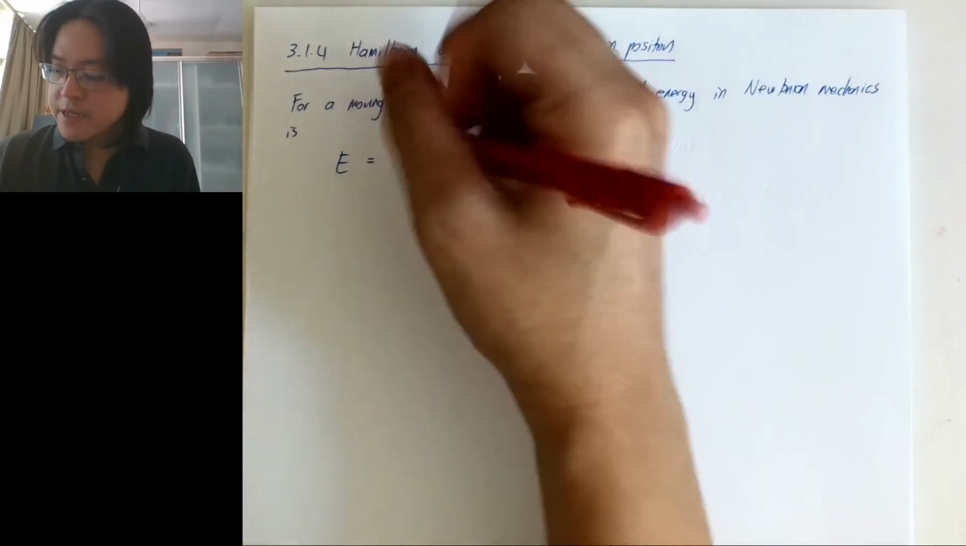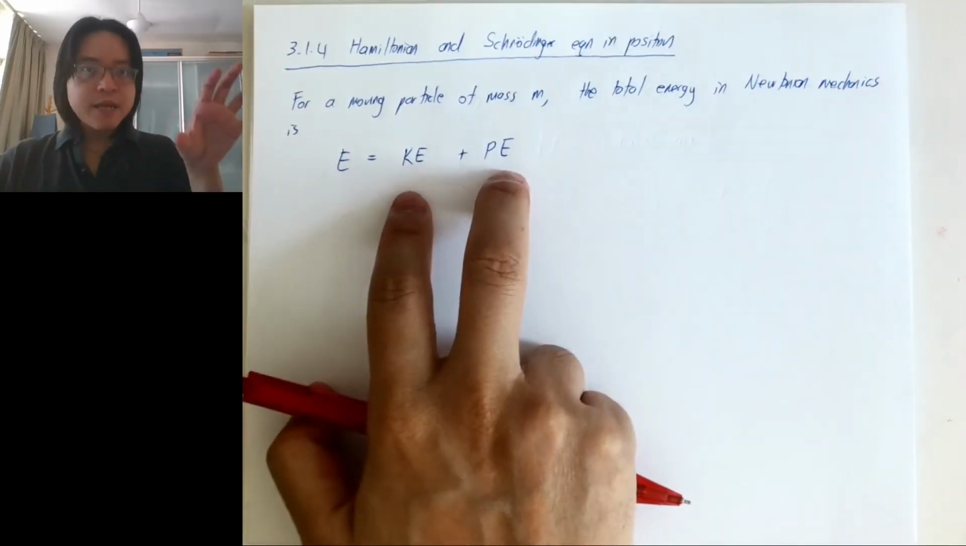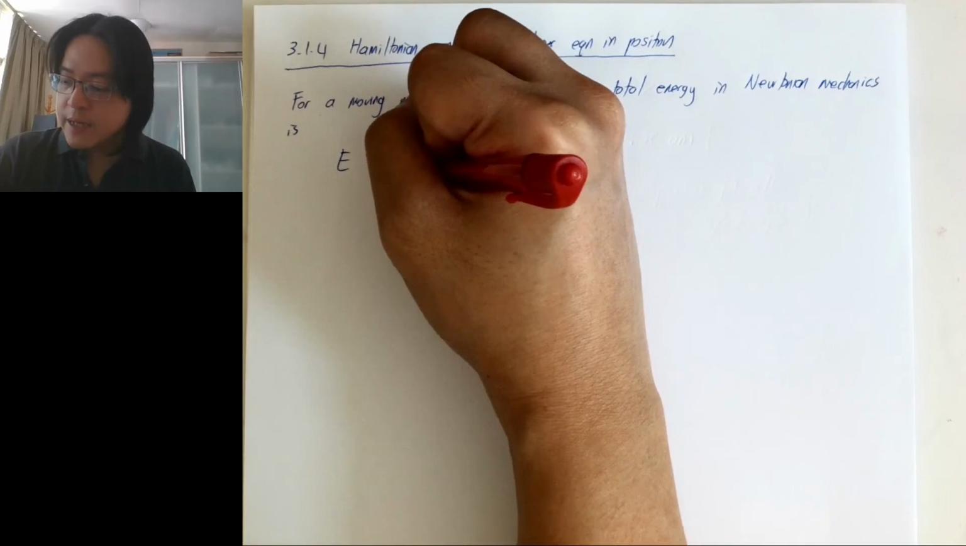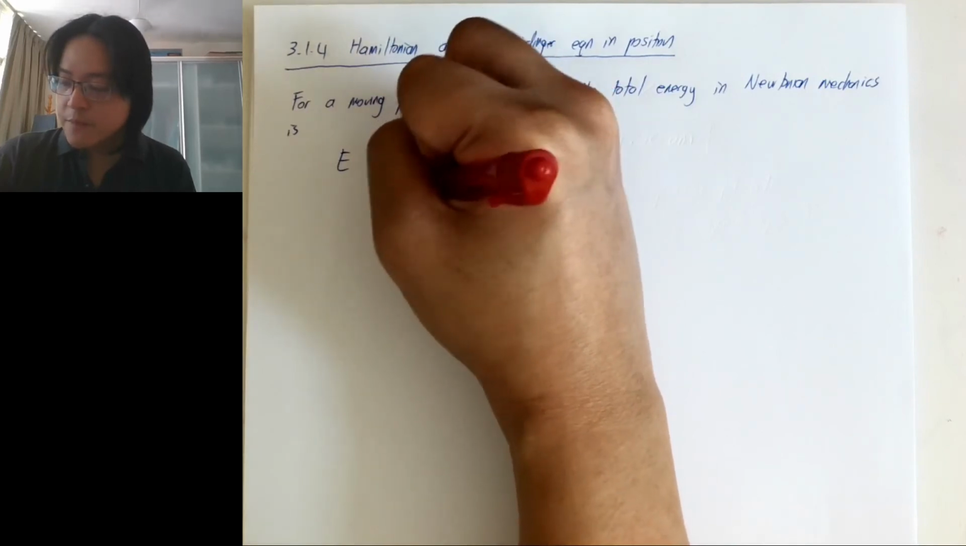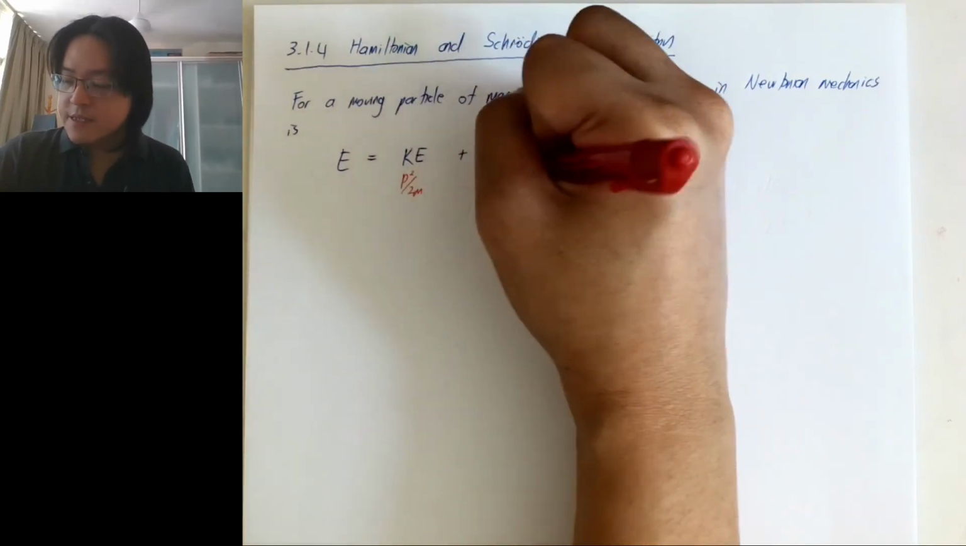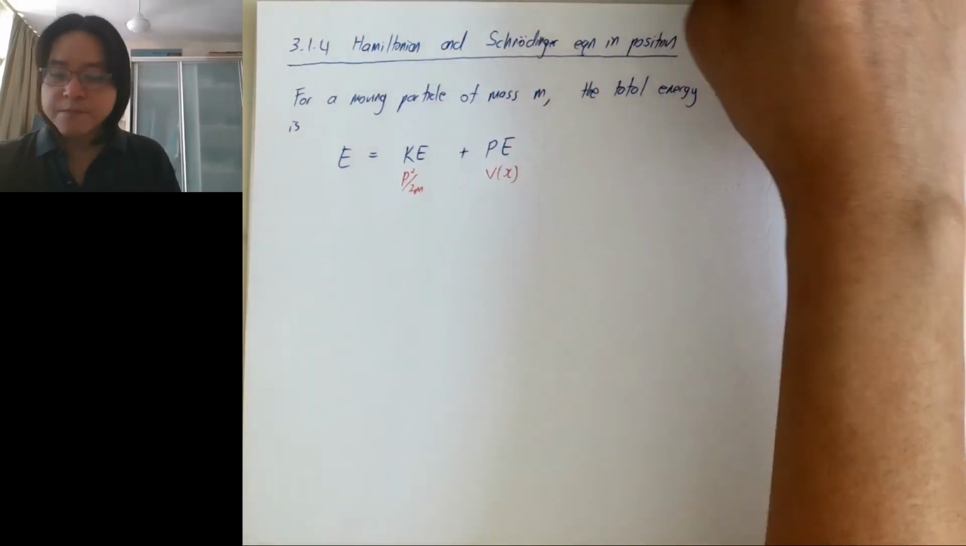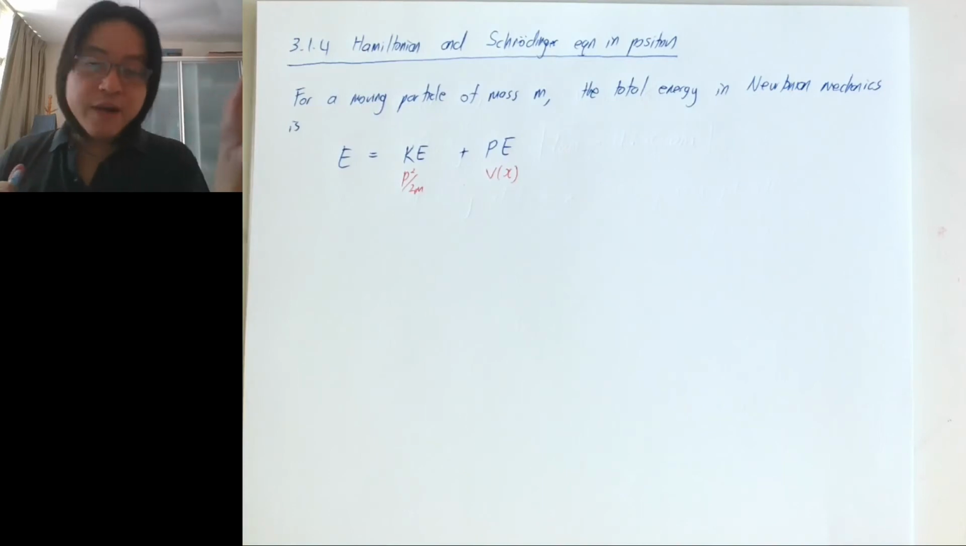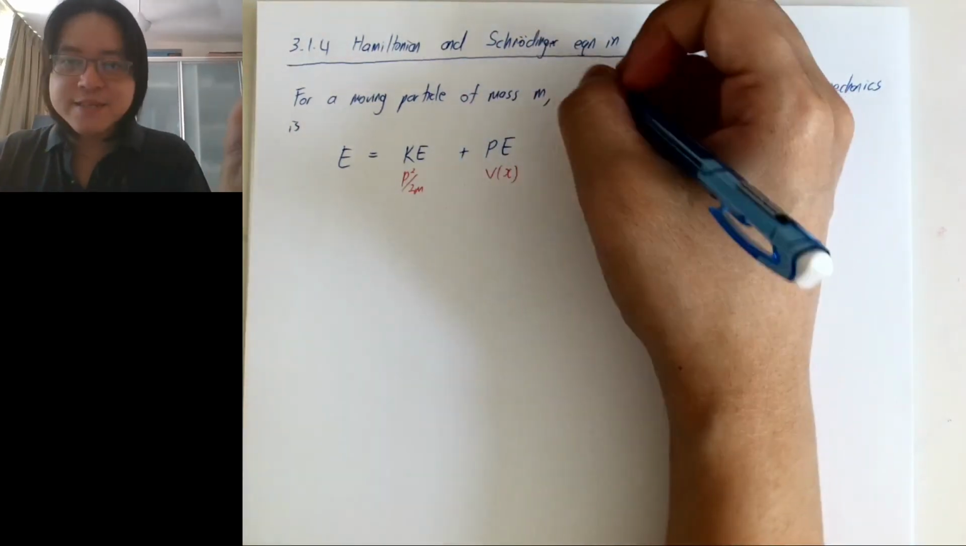So kinetic energy, and we spent quite some time trying to transfer this idea into an operator concept, and we do this by p squared over 2m, and then the kinetic energy is a function of x.